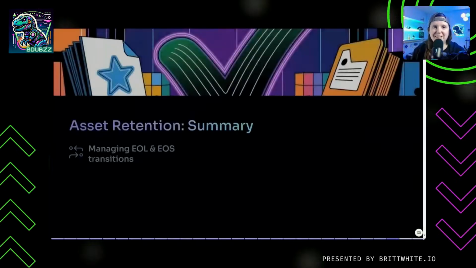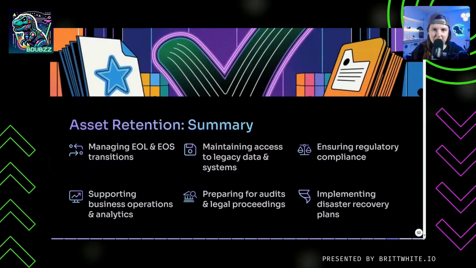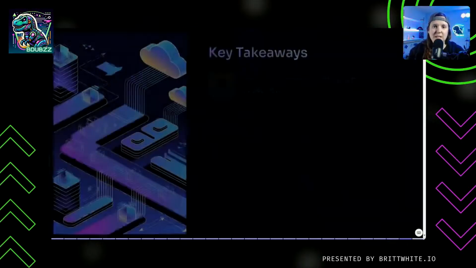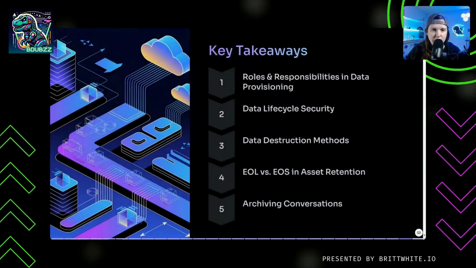Retention planning requires a comprehensive strategy that considers several key aspects: managing the end-of-life and end-of-support transitions, maintaining access to legacy data and systems, ensuring compliance with regulatory requirements, supporting business operations and analytics, preparing for audits and legal proceedings, and implementing robust disaster recovery plans. The goal is to keep data both accessible and secure throughout its entire lifecycle, while adapting to technological changes and evolving business needs. So let's review the key points from today's session on data lifecycle and asset retention.